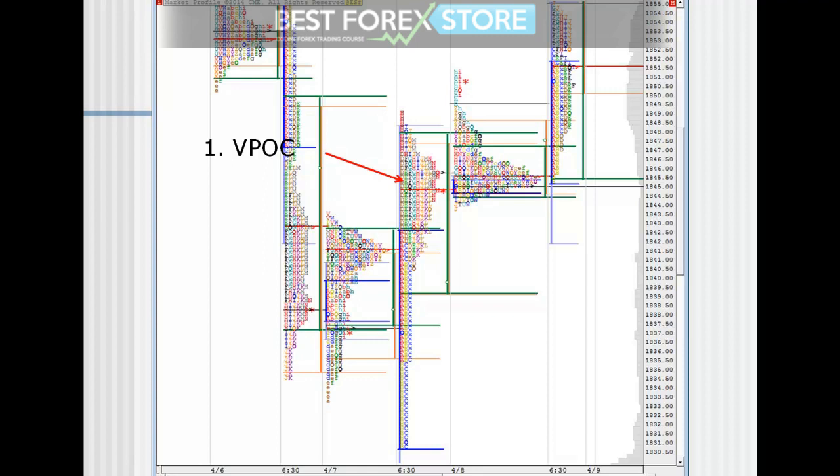First and foremost is the volume point of control. Everyone should learn to focus on the volume point of control on any profile. That is the point on the profile where we've had the greatest level of trading in terms of volume. That is an incredibly significant point on a profile chart. We know that that is the price level with the greatest traded volume during a session that we have a profile for.